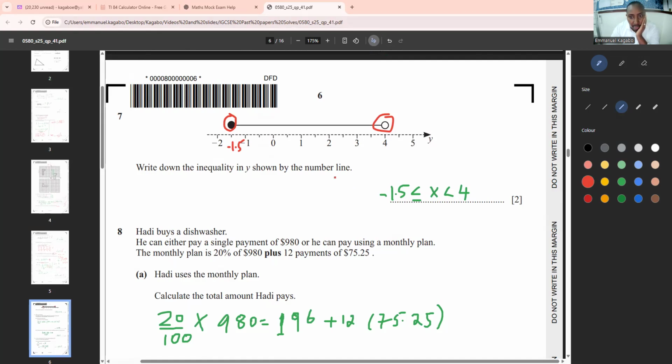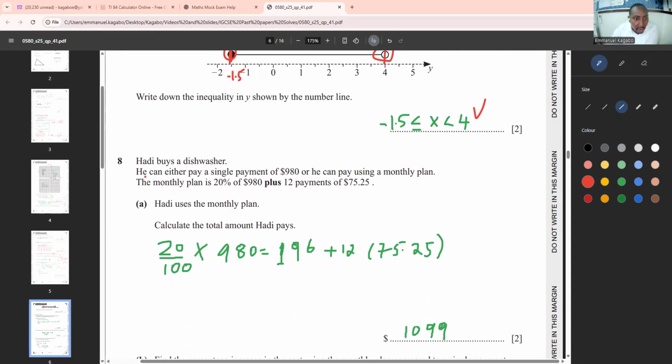So it's from negative 1.5 to that one. So you are describing this region from here to here. The difference here, this one will be included. That's why I said greater or equal to, or less or equal to, depending on which position you're talking about.